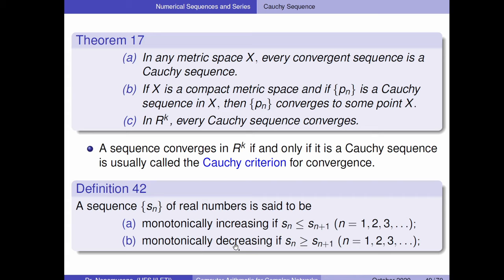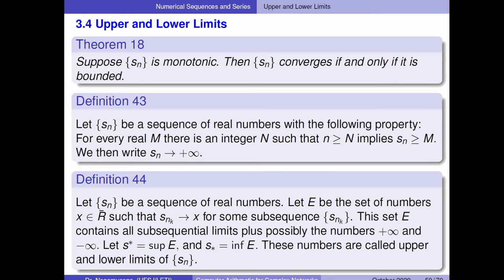It's very important to see the behavior of some convergent sequences. Suppose Sn is monotonic, right? In this situation, Sn converges if and only if it is bounded. Let Sn be a sequence of real numbers with the following property: for every real M, there is an integer N such that n greater than N implies Sn is greater than M. So we can write Sn approaches plus infinity.